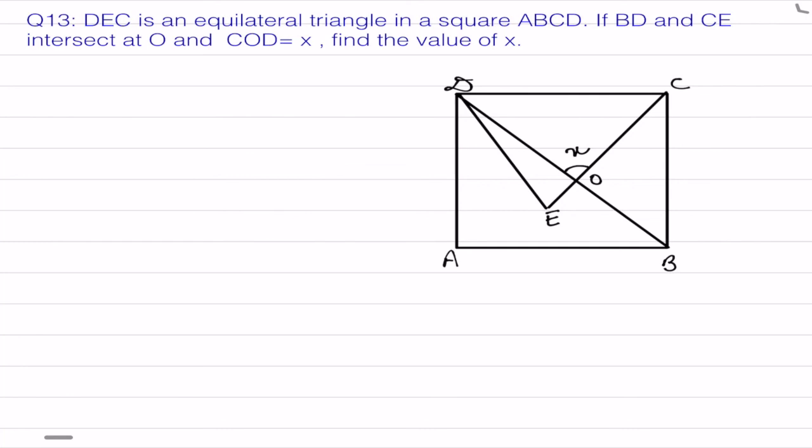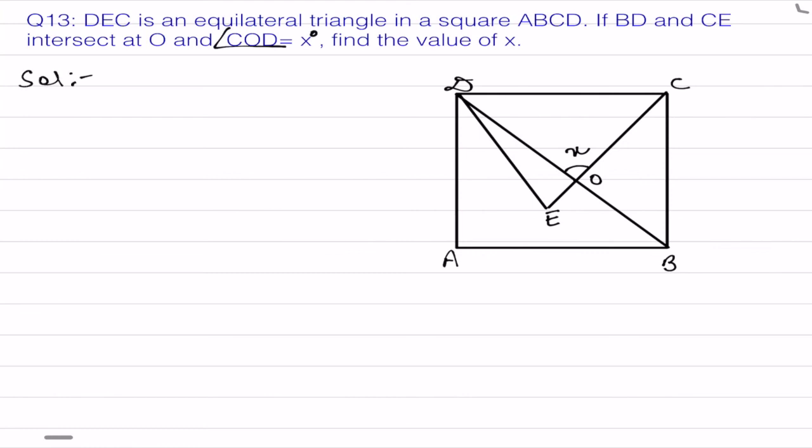DEC is an equilateral triangle in a square ABCD. So they have given ABCD is a square and DEC is an equilateral triangle. If BD and CE intersect at a point O and angle COD is equal to x degrees, find the value of x. So we have to get the value of x.